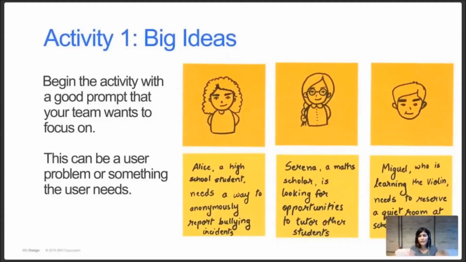Those are really high-level, broad prompts, so to speak, or sentences, needs, problems. And you will get these from the empathy map that we did before, or from speaking to people who fit that description, right? So that's the prompt. You begin with this at the beginning of your 60-minute activity.